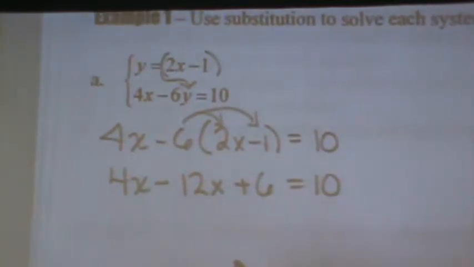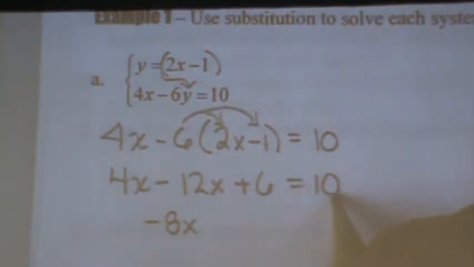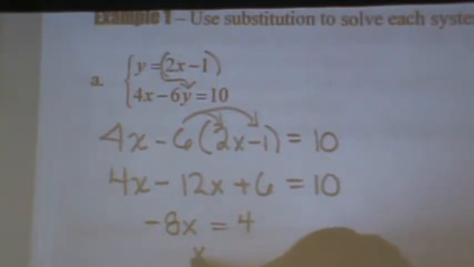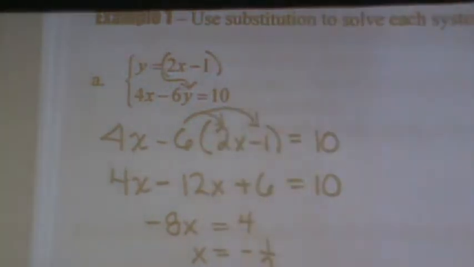Next, what are you going to do? Add like terms. Add these up, you get negative 8x. Subtract 6 from 10, and I get 4. And when you divide, do you get negative 2? Negative half. Good, negative 1/2. Negative 1/2. Be careful, watch.